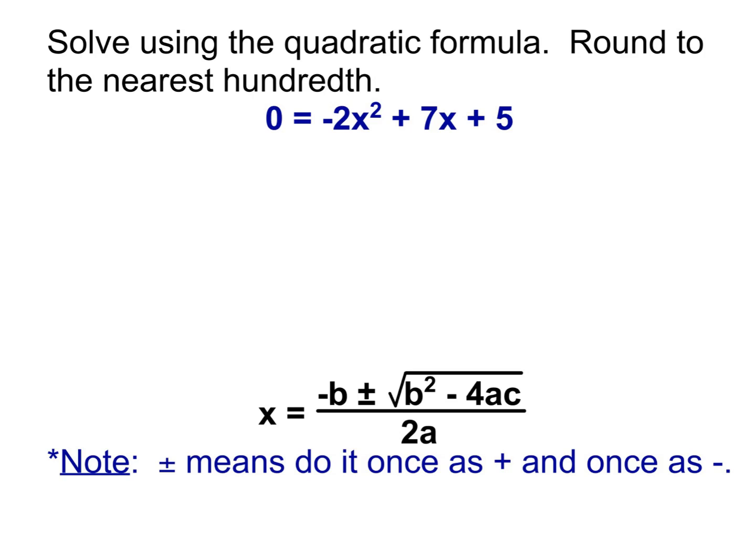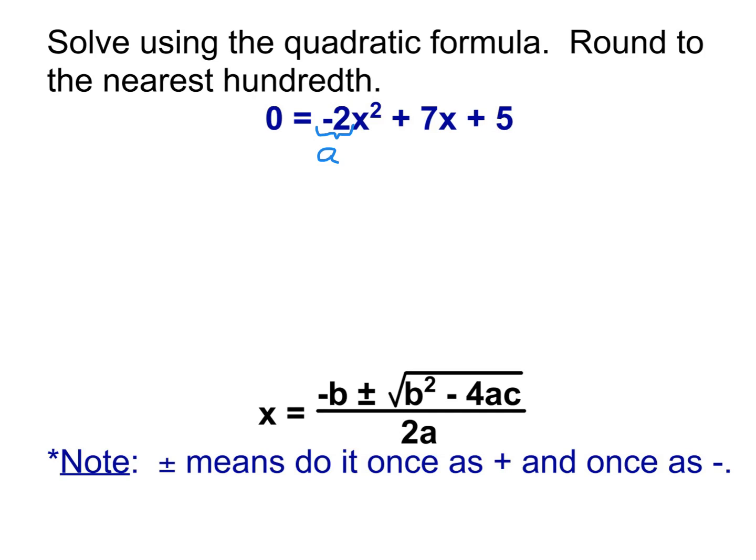So what is the value of a in this particular equation? It is the -2, yes. Notice it's just the -2. A is the number that's being multiplied by x squared. It does not include the x squared. So a is going to be -2.